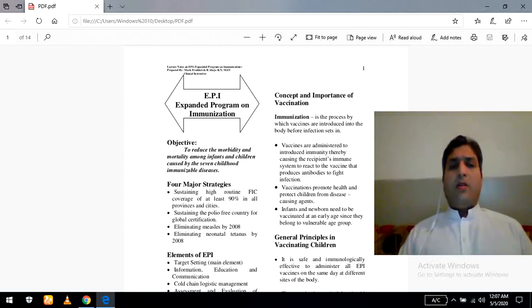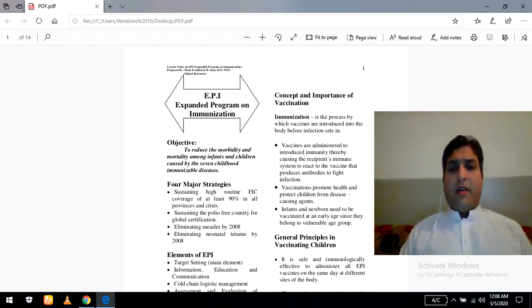So those diseases were responsible for the death or disability of a lot of newborn babies and children, especially worldwide. That's why when this program was established in 1974, the aim was just to decrease or reduce the morbidity and mortality rate throughout the world, especially in case of children, because a lot of deaths and disability were reported due to various disease conditions.